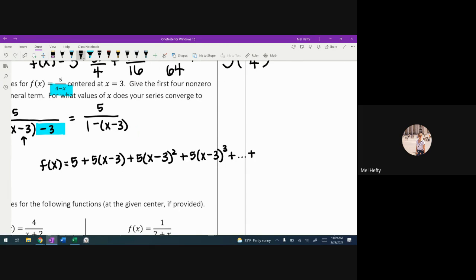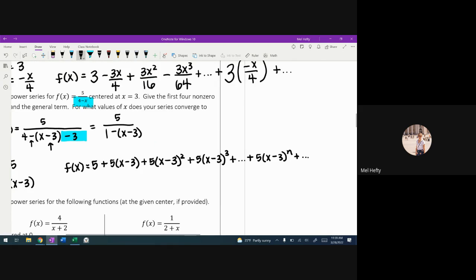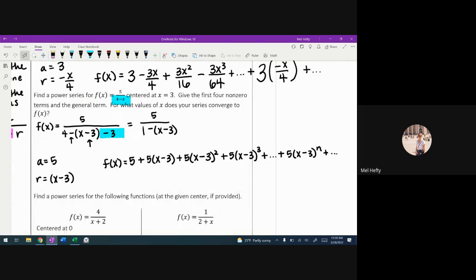All right. We've listed 4 terms. General term. Thoughts? Beautiful. All right. We're doing plus ... at the end. All right. Let's do our quick interval of convergence for a geometric series. What should be true for our series to converge?